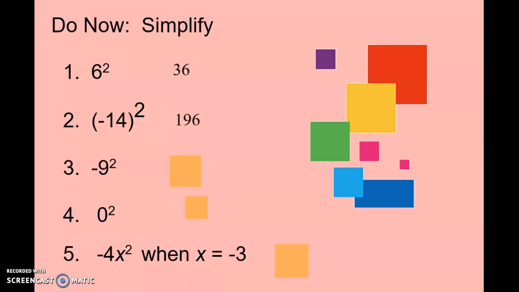The next one, negative 9 squared. You should have gotten a negative 81. That squared goes with the 9 only, and then you're multiplying by that invisible negative 1 on the outside. 0 squared. You know that you just get 0. Next, substitute in a negative 3 for x, and then tell me what you get. Once again, 3 squared is 9, but 9 times a negative 4 gives you a negative 36. And it's not 4x that's being squared, it's just the x.